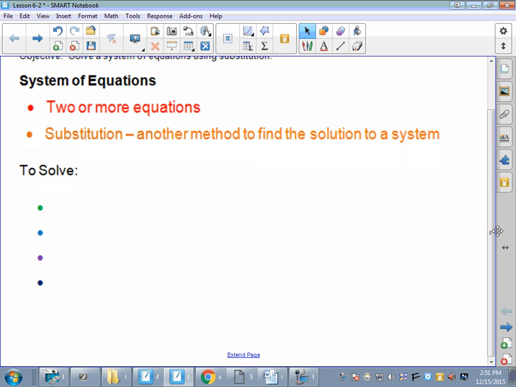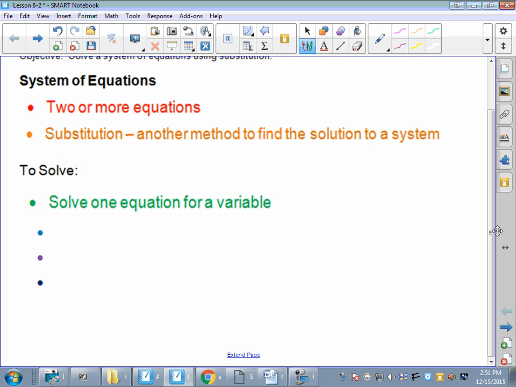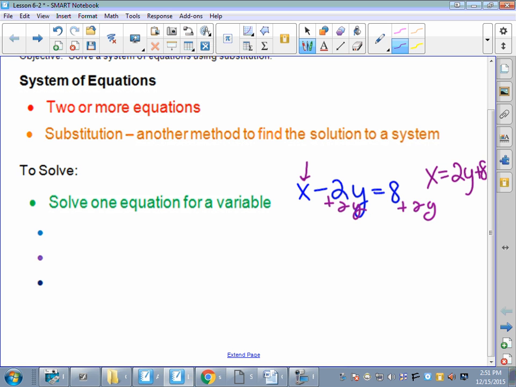To solve a system, first of all, take one of your two equations and solve it for a variable. So if you've got an x minus 2y equals 8, I could easily get this x by itself by adding 2y to both sides. And now I've got x equals 2y plus 8. I just solved for that variable.